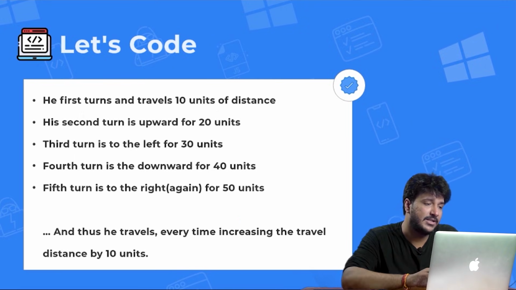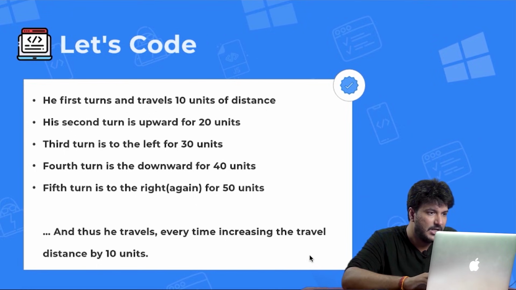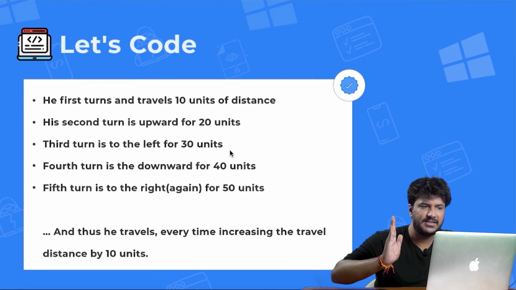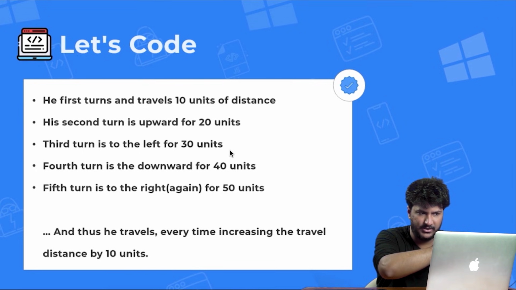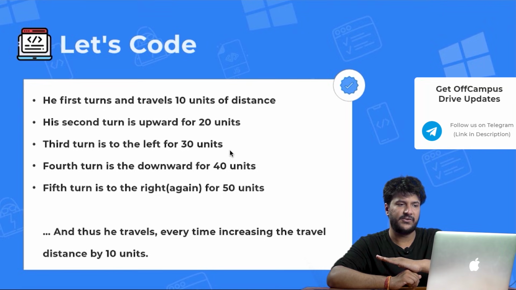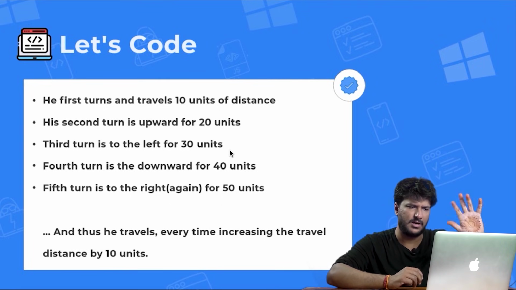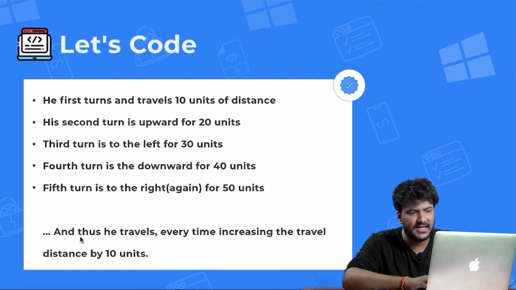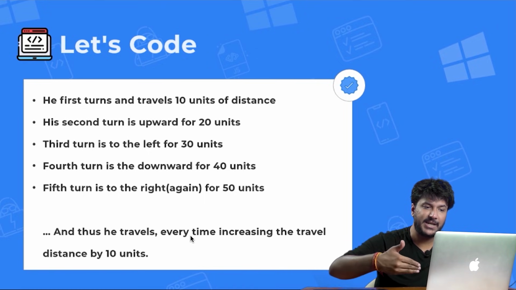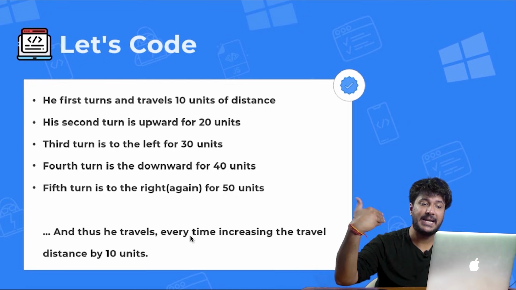Okay, so let's look at the directions that these people are giving. So what they are saying essentially here is, he first turns and travels 10 units of distance. Then his second turn is upwards 20 units. Then his third turn is towards the left 30 units. Then the fourth turn is downwards 40. Then the fifth turn is to the right again 50. So he keeps on traveling again and again, every time increasing the travel distance by 10 units.